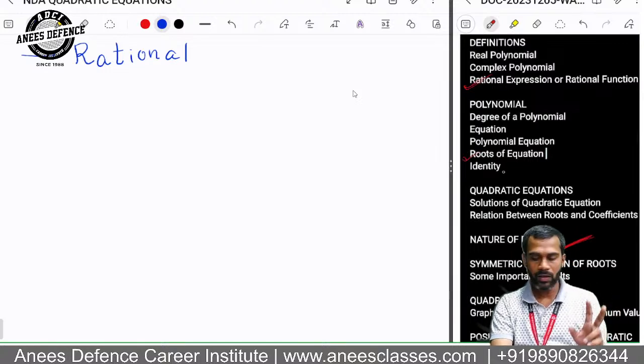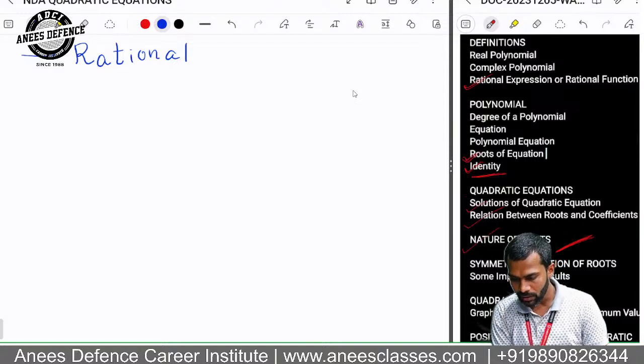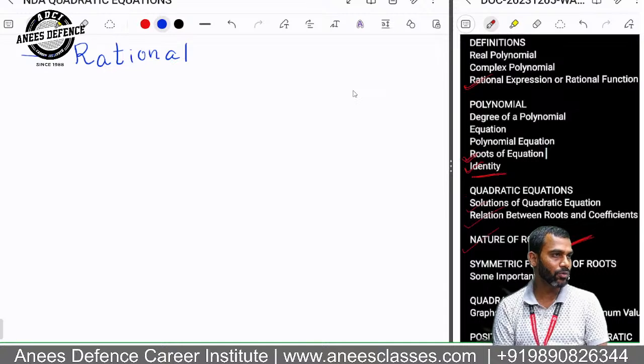There are two cases where roots are given and we are supposed to find out. That was the first case that we have seen yesterday. We'll solve some examples today, and we have to see some identities. So this is the third one for today's target, and then quadratic equations, solutions of quadratic equations, and relation between roots and coefficients and nature of roots. So how many points? 3 plus 3, 6. So 6 points we need to cover.